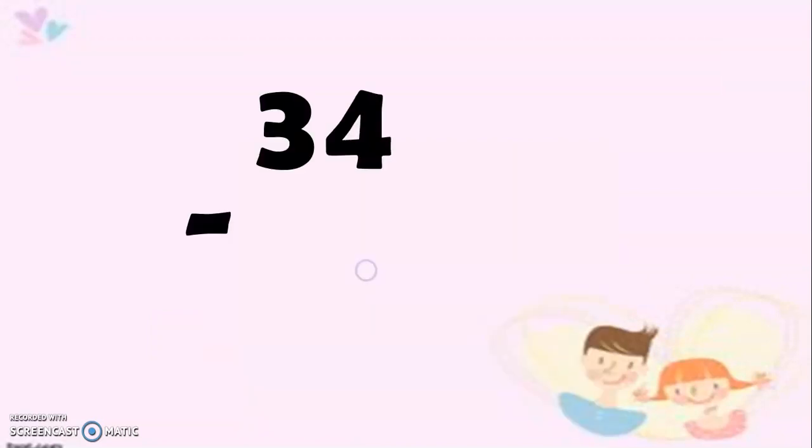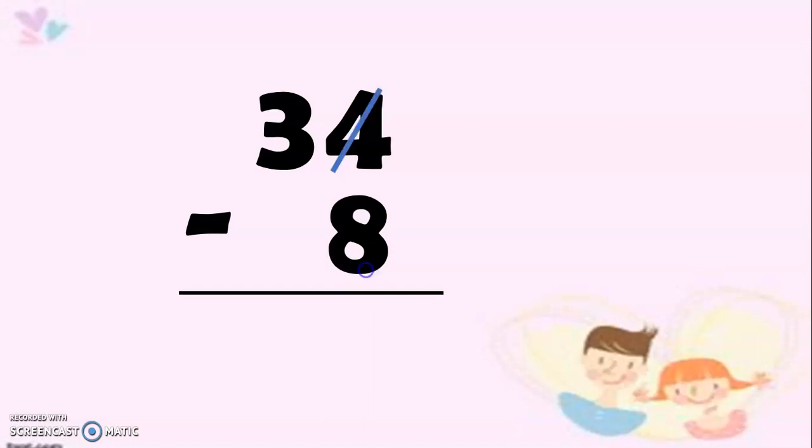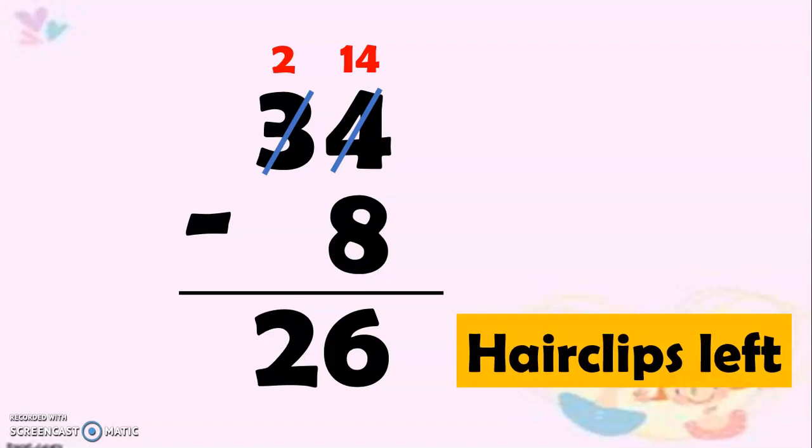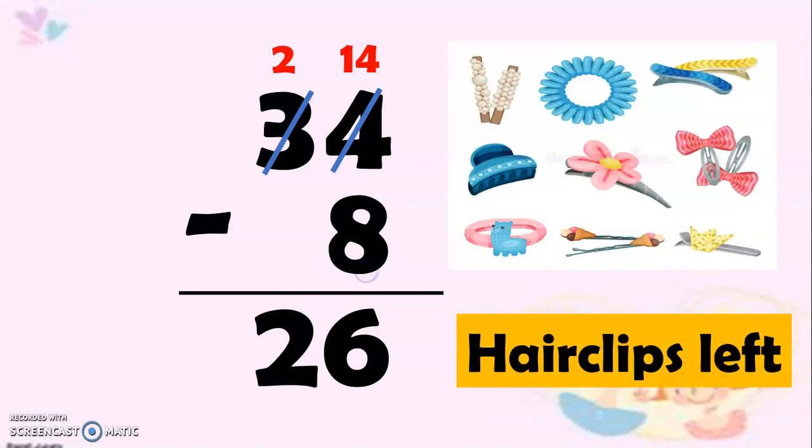So 34 minus 8, 4 becomes 14 because we regrouped from the tens place. That's why 14 minus 8 is 6. And 3 now is renamed as 2, and we'll just bring it down. So 26 hair clips were left for Jen.